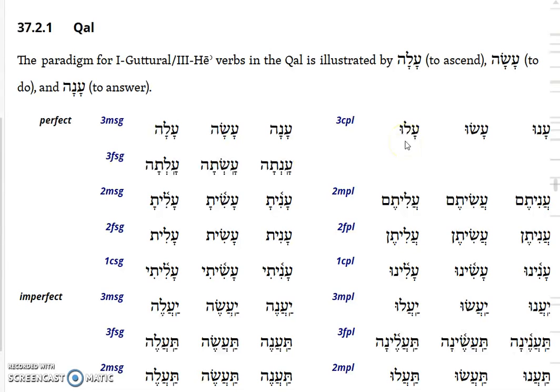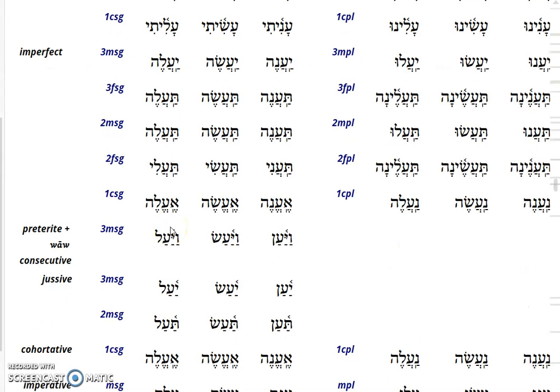The yod and the hey both disappear in the third common plural. In the second masculine plural, you get a hataf patah under the ayin in addition to the yod. So it's behaving as one would expect, both with the first position with the ayin and the second position with the hey. And in most cases, the two don't really interact with each other. They just both behave that way. When you come to the imperfects, you'll get the hataf patah under the guttural in most of the forms, or in the first common singular, a hataf sagol.